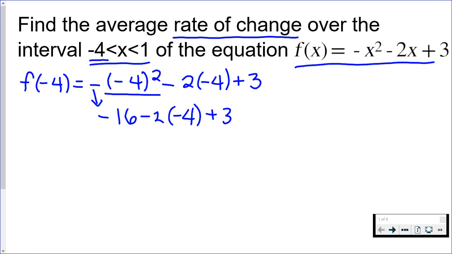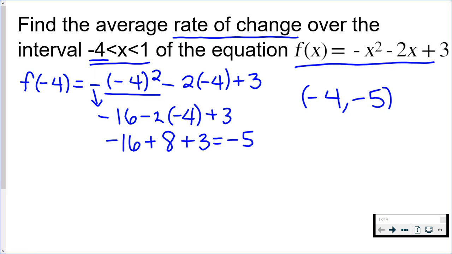And now I can continue with multiplication. So I'm going to do -2 times -4. And then I can simplify from there, from left to right, and that gives me -5. So I plugged in -4. My input was -4. That's x. What I got out of it was -5. My output is -5. Output is y. So I have a point. That means on this parabola, there is a point at (-4, -5).